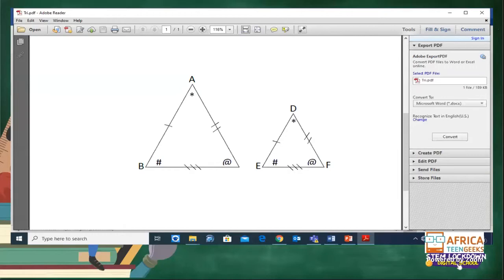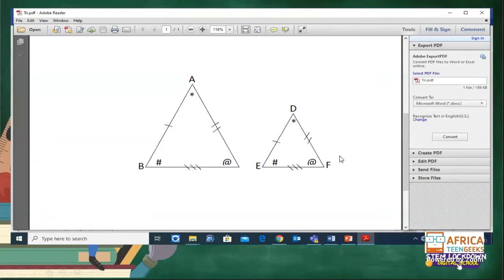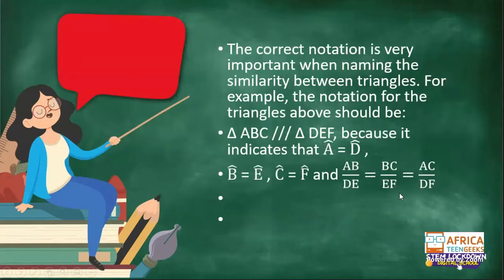Now, once you prove similarity, then you should be able to know that AB over DE will be equal to BC over EF, which is AC over DF. The sides are in proportion. AB over DE, BC over EF, AC over DF. The sides are in proportion. The two sides are in proportion, or rather the three sides, sorry.